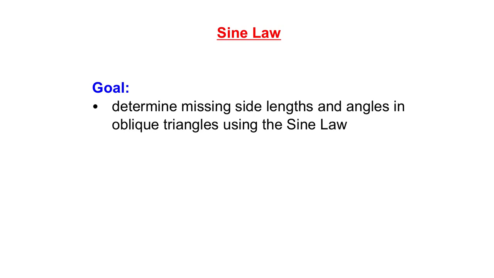We're starting the section of the course where we are solving triangles that are not right triangles. So up until now, when we've used sine, cosine, and tangent, we've been solving problems involving right triangles. They have a 90-degree angle in them. Sine law will allow us to solve problems that involve what we call oblique triangles. It just simply means there's no right angle in the triangle.